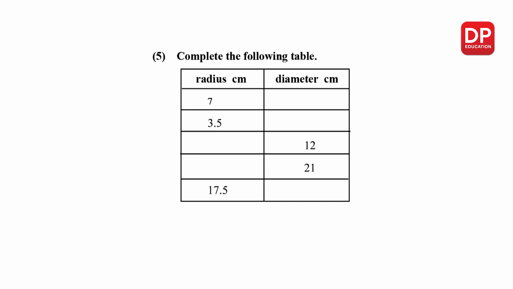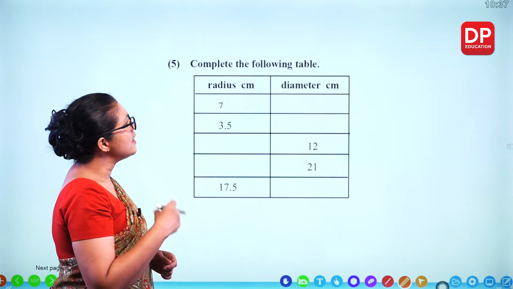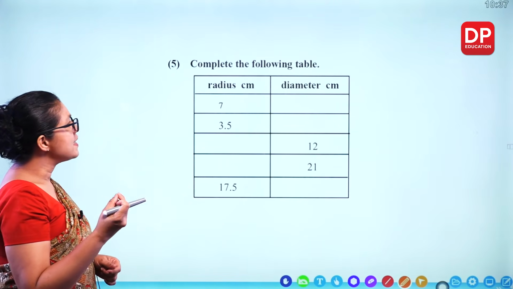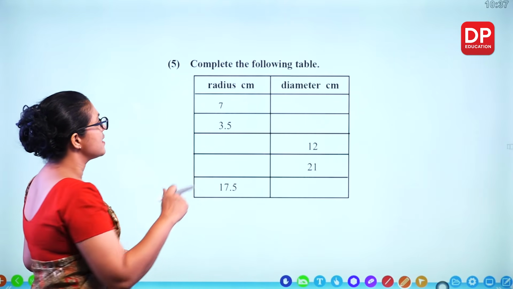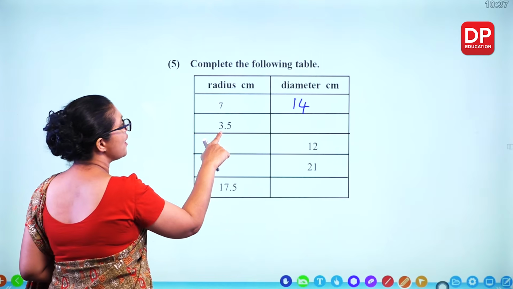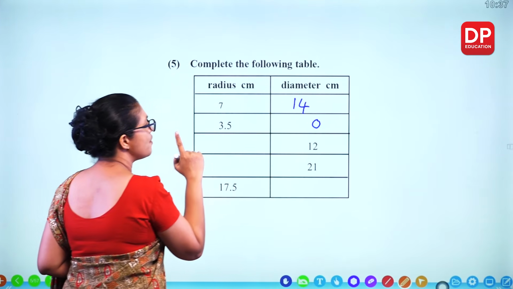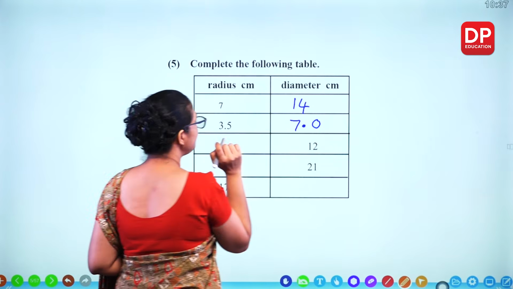Complete the following table. Radius is given and you are asked to find out the diameter. So we know that when you multiply it by 2, you get the diameter. 7 times 2, 14. 3.5 times 2, 2 times 5, 10, 1 remaining, 2 times 3, 6, plus 1, 7.